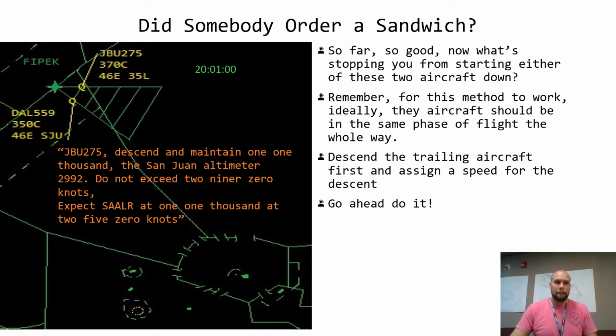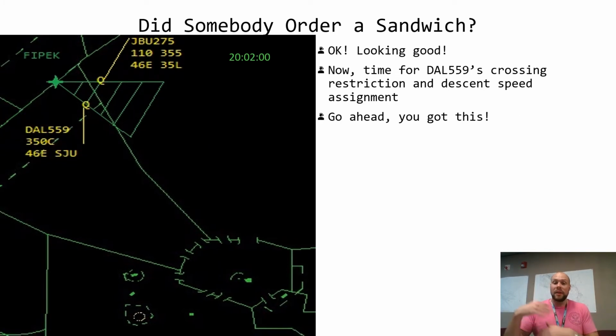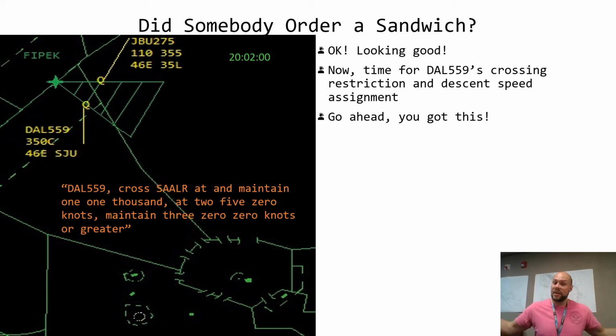There we go. Okay, so we moved up another minute into the future there, and you see how our lateral separation is being realized, right? Okay, looking good. Now time for Delta 559's crossing restriction, descent, and speed assignment. So go ahead. You got this. Delta 559, cross Sailor at and maintain 1000 at 250 knots, maintain 300 knots or greater, and San Juan altimeter 2992 if you're so inclined.